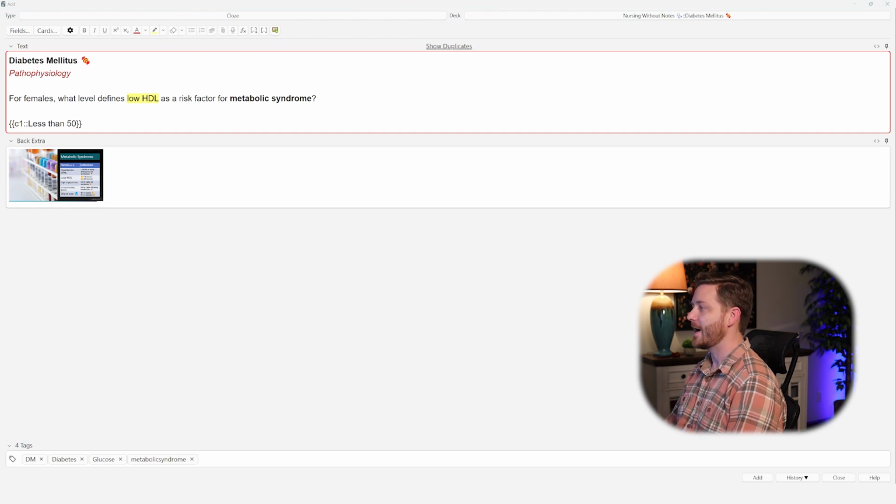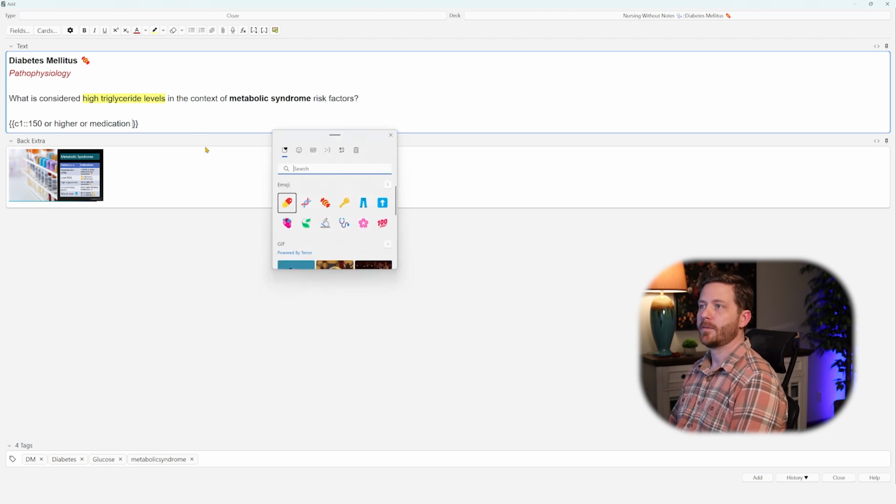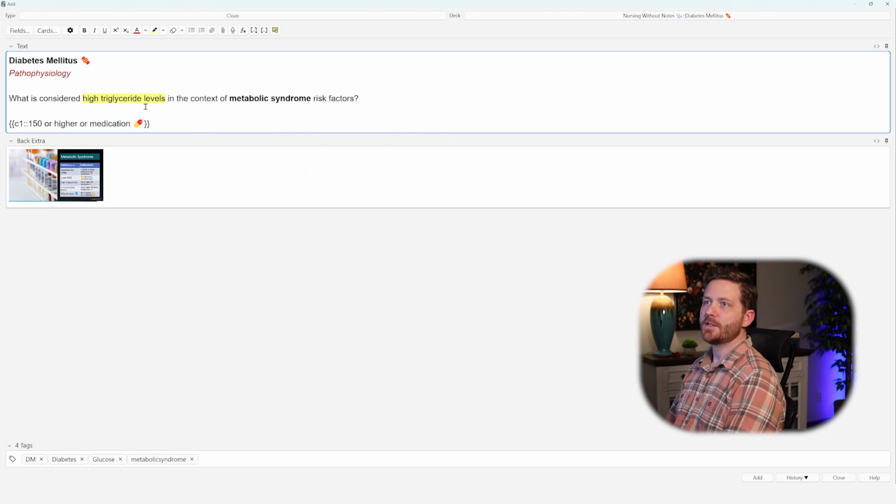Next up is going to be our high triglycerides. What is considered high triglyceride levels in the context of metabolic syndrome risk factors? So let's go ahead and highlight that. We'll bold metabolic syndrome. 150 or higher, or medication for the high triglycerides. So to be considered high triglyceride levels, they're going to have either 150 or higher or be on medication for their triglyceride levels. All right, so let's add that.